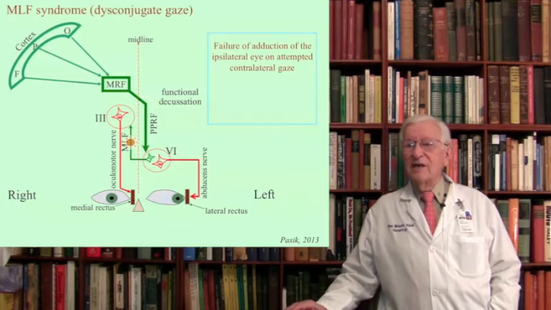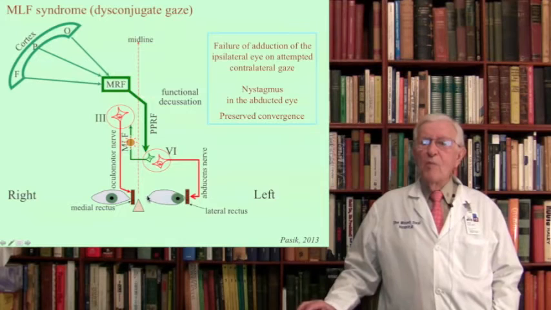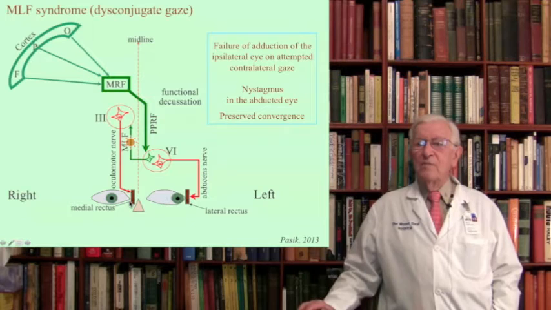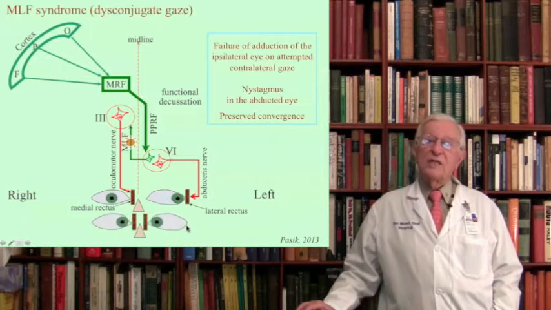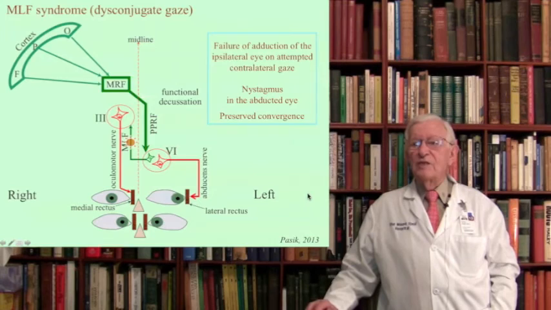In addition, there will be nystagmus in the abducted eye. But the important thing is that this problem is not due to a problem in the medial rectus here, in the medial rectus here. Right? Because if you ask the patient to converge, to look at the tip of his nose, the patient will converge perfectly well. That means that this medial rectus is functioning and that this is just supranuclear, networks above the level of the nuclei that produce this MLF syndrome.